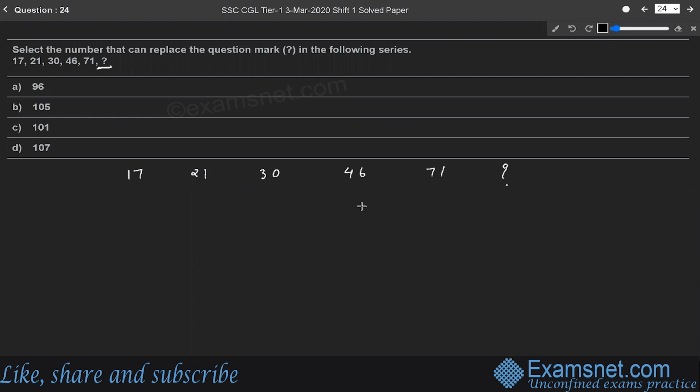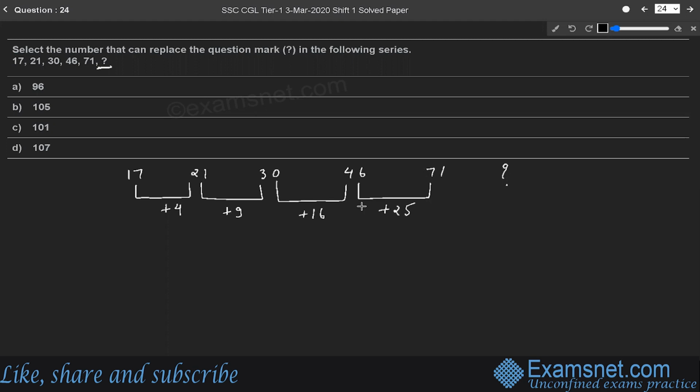So you can see here 17 plus 4 gives 21. Then 21 plus 9 gives 30. 30 plus 16 gives 46. 46 plus 25 gives 71. So you can see that the numbers are plus 4, plus 9, plus 16, plus 25.